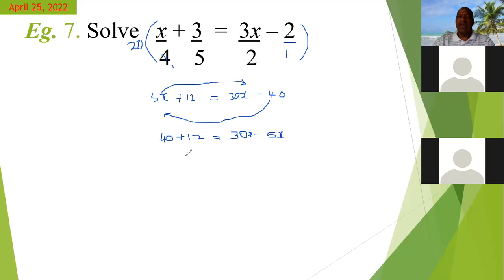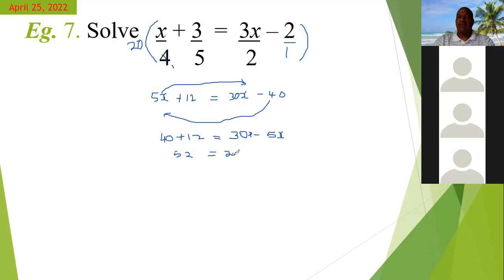And so on the left side now we would have 40 plus 12, which would give you 52. And then now to the right side, we would subtract 5 from 30, and that would give you how much? 25. 25x. And now if we divide both sides by 25, this will cancel with this. So we have 52 over 25 equal x.